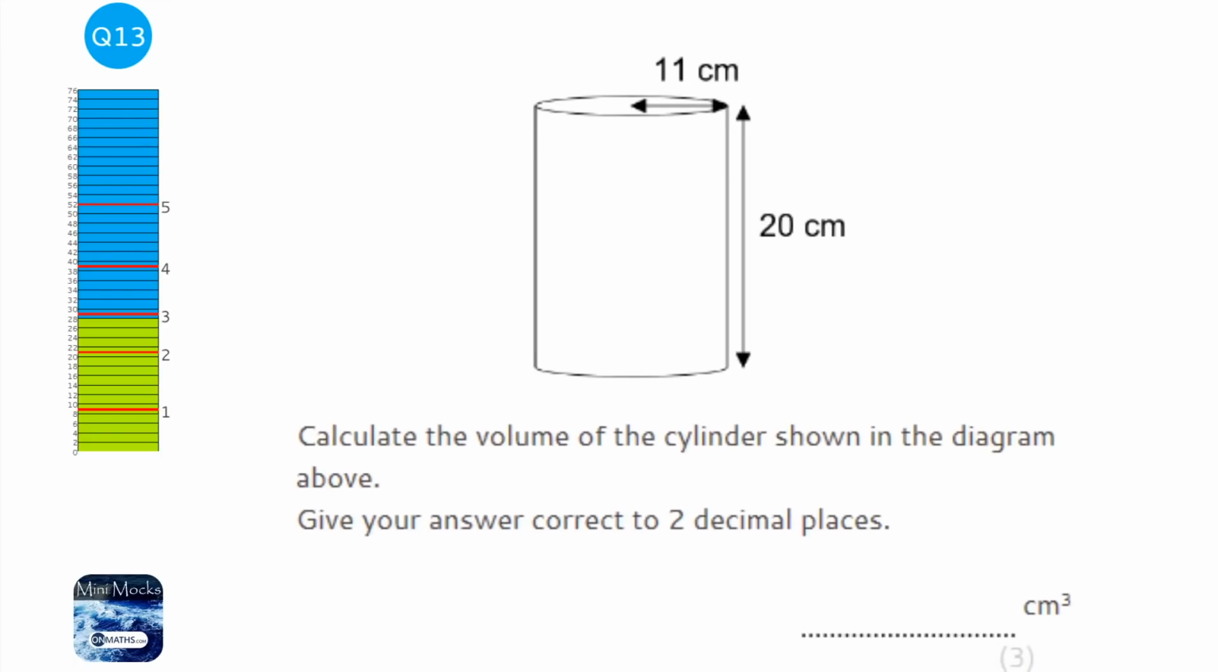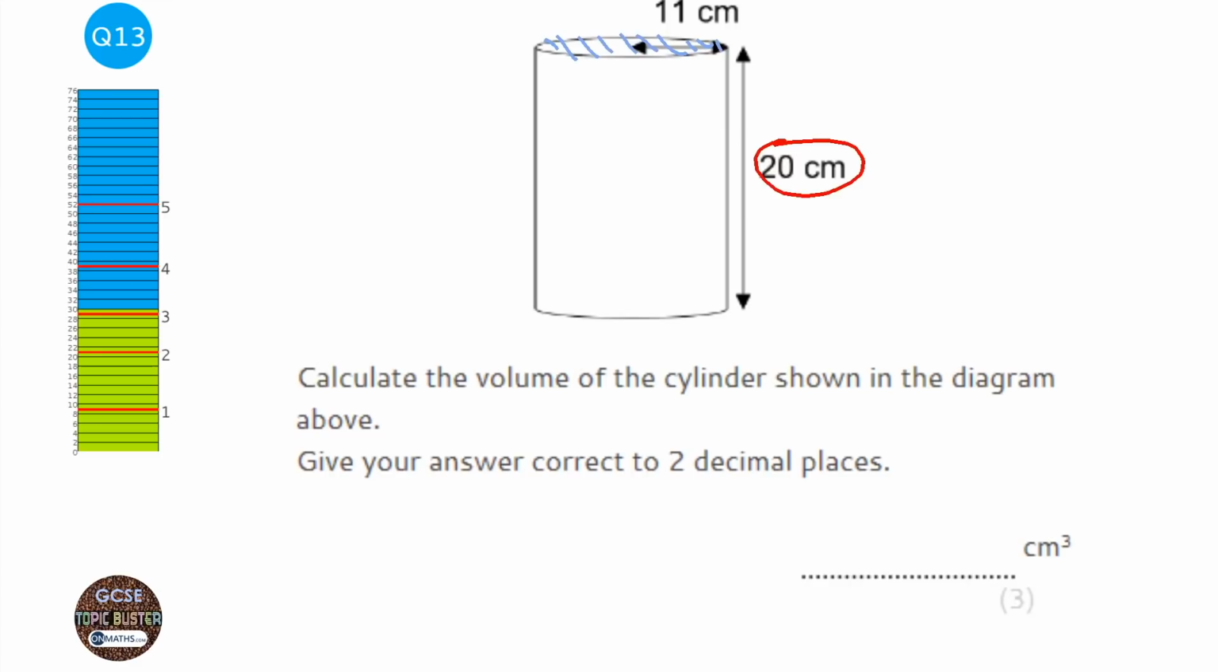Okay, so we're asked to find the volume of a cylinder. Now, a cylinder is just a circular base prism, and with all prisms you work out the area of the cross section, which is this circle at the top, and then times it by the length. So to work out the volume, we do pi r squared and then times it by the length.